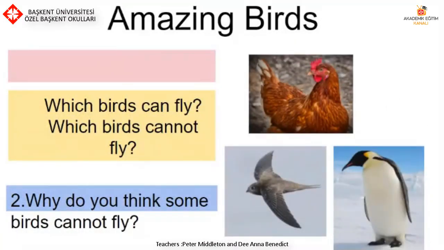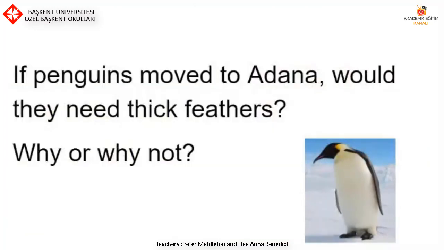Here we have amazing birds. So let's look at these birds. Which birds can fly and which birds cannot fly? Why do you think some birds cannot fly? And here is a penguin. If penguins moved to Adana, would they need thick feathers? Why or why not?